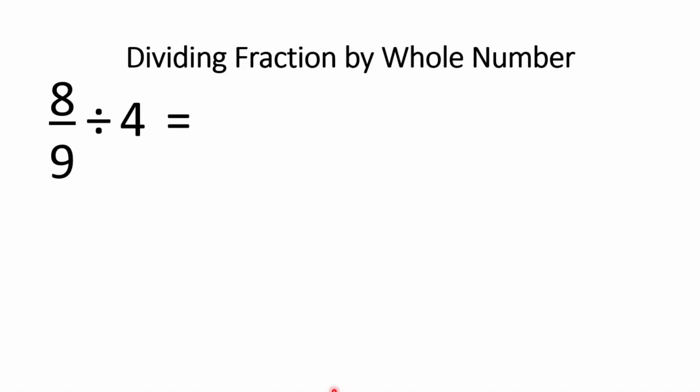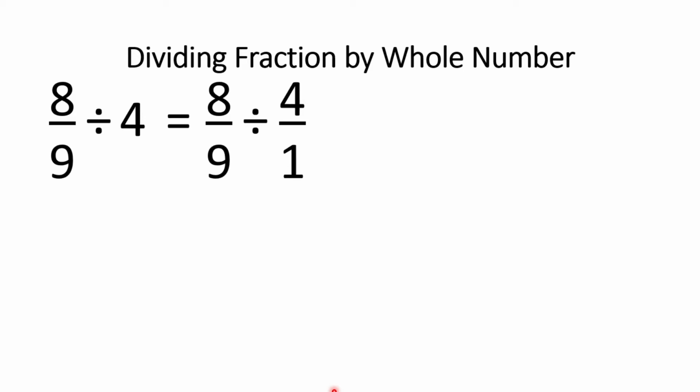This time, dividing a fraction by a whole number. We have an example of 8/9 divided by 4. To start, we need to change our whole number into an improper fraction. Paano nga ba yon, sir? Ganito lang po yan. So, we have 8/9 divided by, kung may whole number tayo na 4, lalagyan lang po natin siya ng over 1. 8/9 divided by 4 over 1.